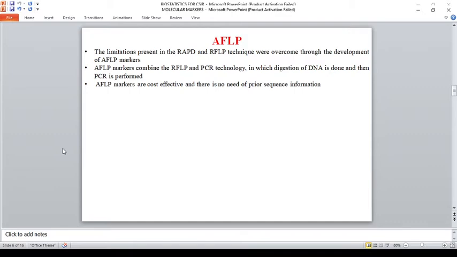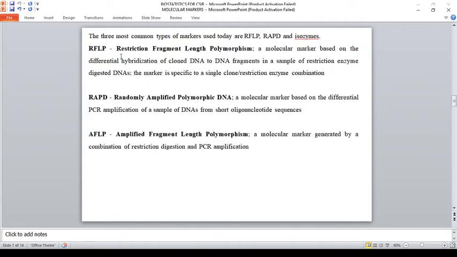AFLP: the limitations present in RAPD and RFLP were overcome through the development of the AFLP marker. This marker combines RFLP and PCR technology, in which digestion of DNA is done by the RFLP technique and then PCR is performed. AFLP markers are cost effective, and there is no need for prior sequence information. These are the three markers.